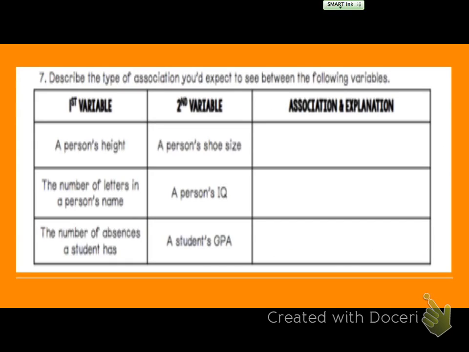So 7, describe the type of association you expect to see between the following variables. And we're talking positive, negative, or no association. So a person's height and a person's shoe size. So as a person grows, are their feet going to grow? So is that a positive or negative association? Is it a positive association? And all you need to do is write down positive.